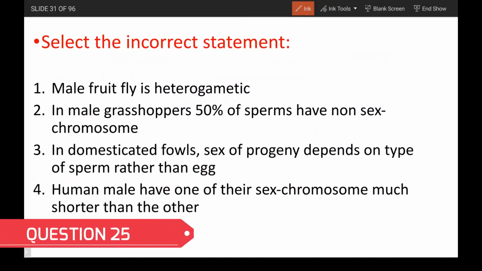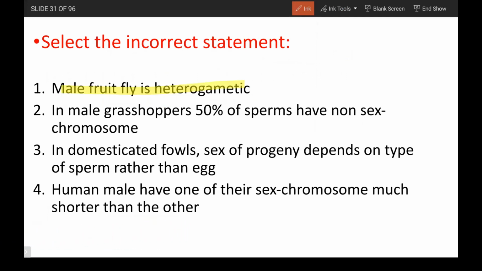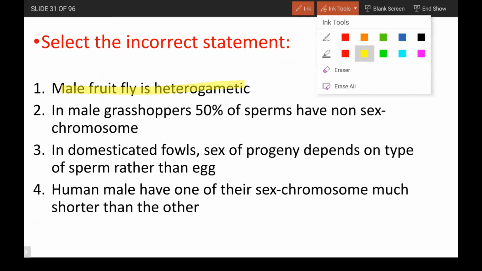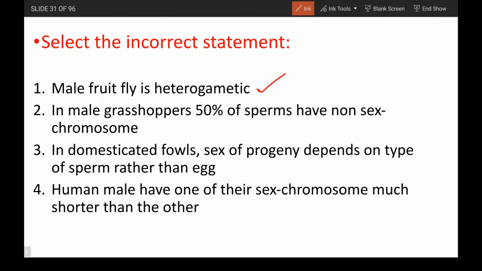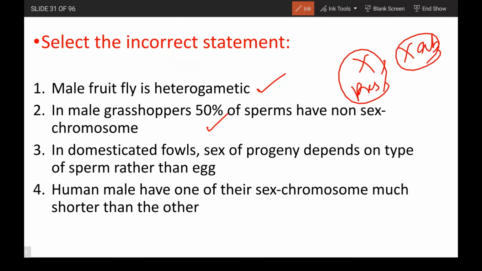Select the incorrect statement. Male fruit fly is heterogamete. This is true. In male grasshoppers, I'll just erase it because you will get confused. Okay. So this is a true statement. Male grasshoppers, 50% of sperms have non-sex chromosome. That is why insect sex determination is male heterogamety, because 50% of sperms will have X body, 50% will not have X body. So 50-50. In domesticated fowls, so this word is for birds, poultry, right? Birds. Sex of progeny depends on type of sperm rather than egg.